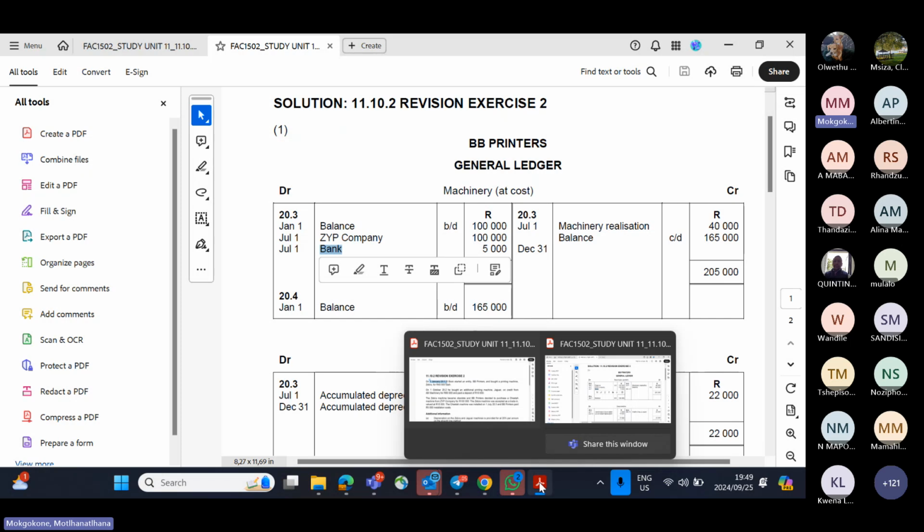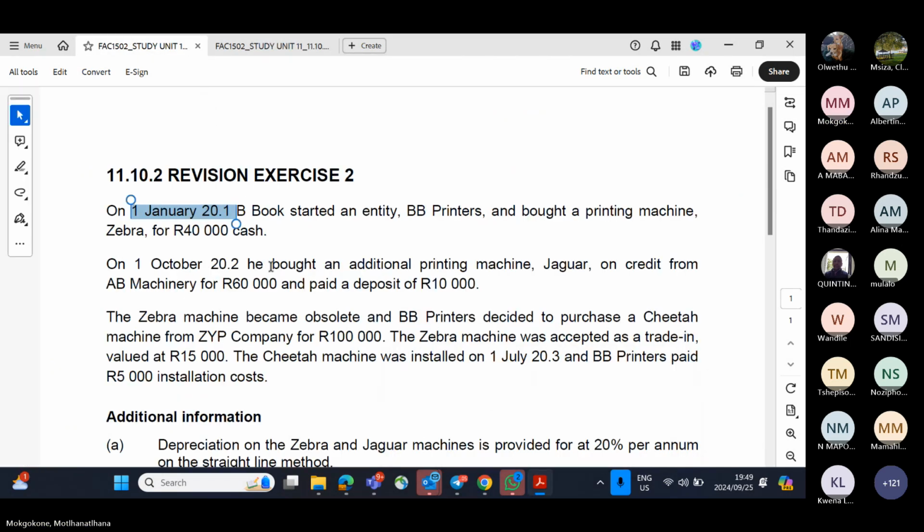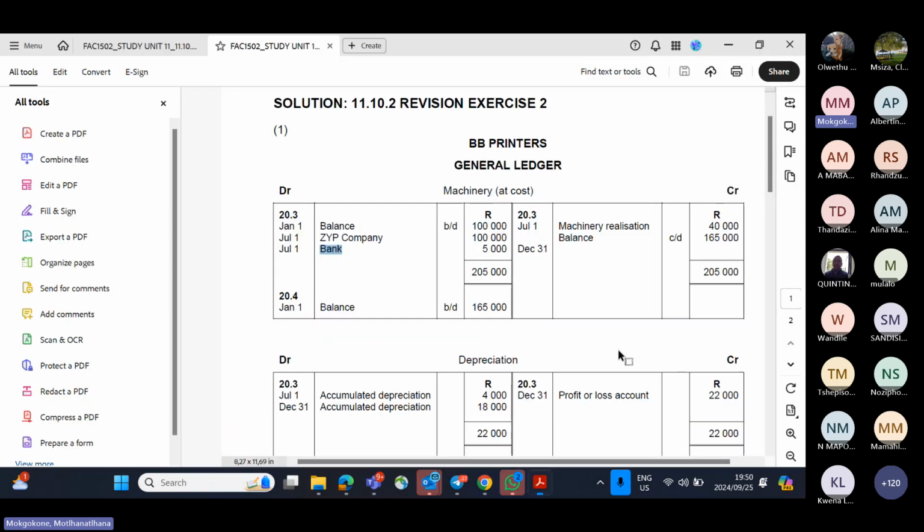Then we sold the machinery. This machine became obsolete, and we traded in the Zebra machine. How much did we buy the Zebra machine for? We bought it for 40,000. Now we must remove it from our books because the Zebra machine is no longer in the business. That's why we credited our assets account with 40,000, the machine we traded in.